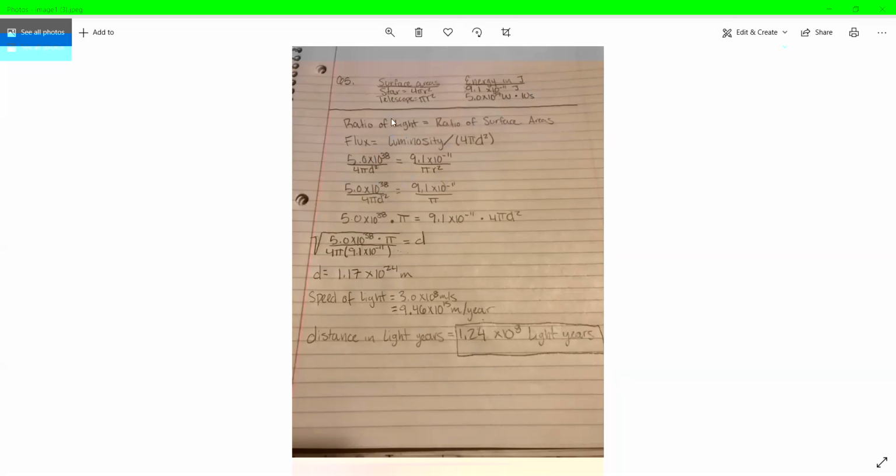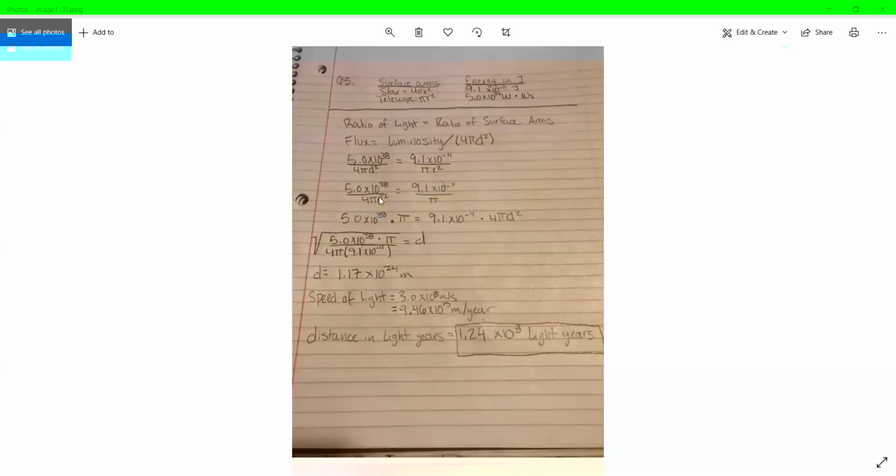And once we have that, we know that our ratio of light will be equal to our ratio of surface areas, and that our flux equals our luminosity divided by our surface area, which for the star would be our 5.0 times 10 to the 38th joules once we multiply it by our 10 seconds, divided by our surface area, where the radius will just be our distance from us to that star. So we can have our joules on the top and then our areas on the bottom.